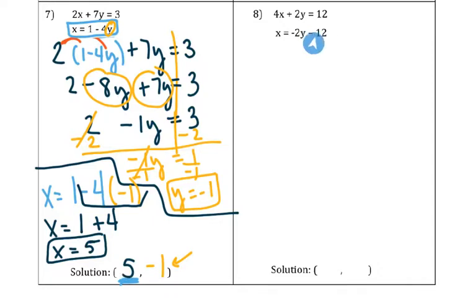So go ahead and try number 8, a little bit easier, but the exact same steps. You have a letter by itself, you're plugging it into the other equation, and you solve. Okay, go ahead and do number 8.